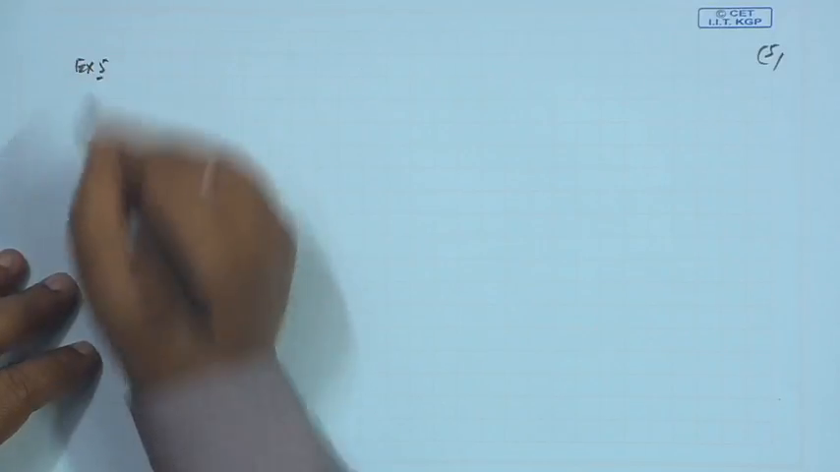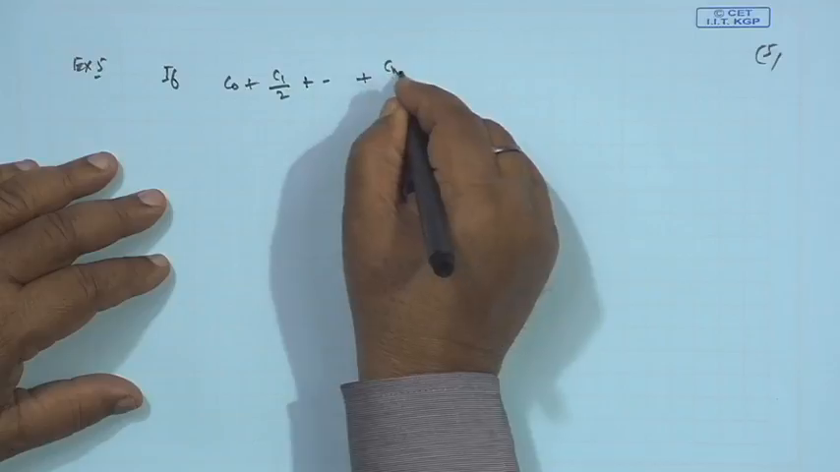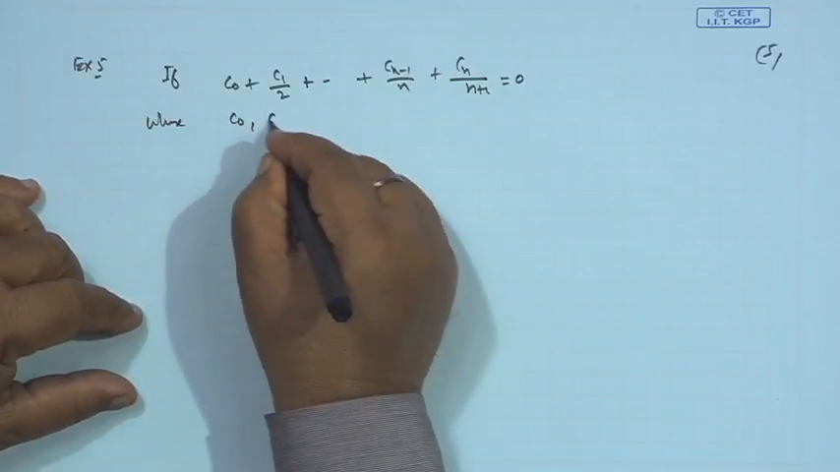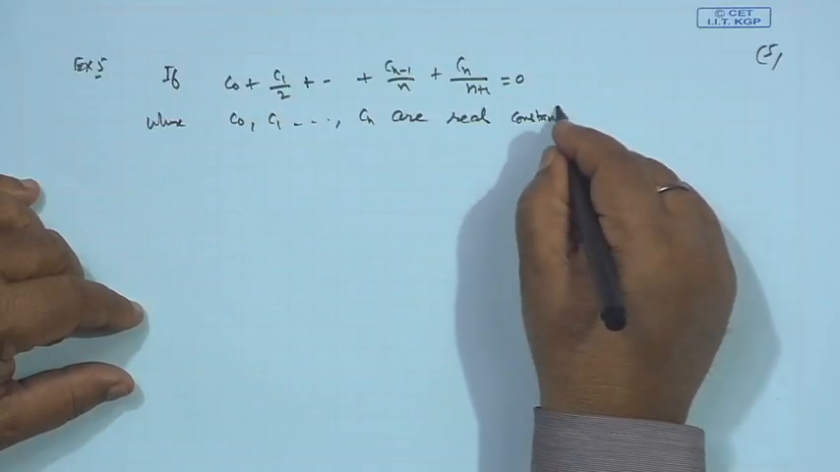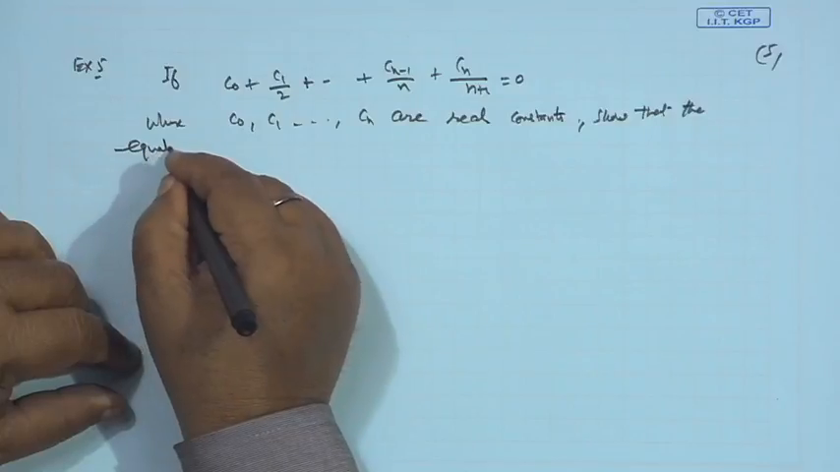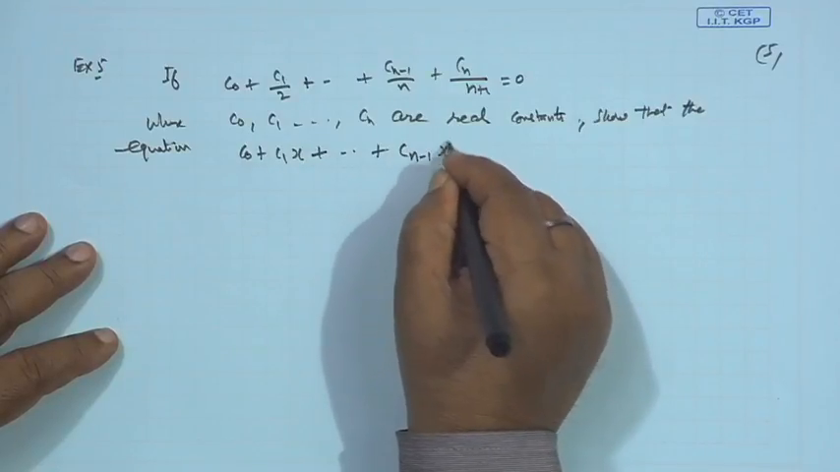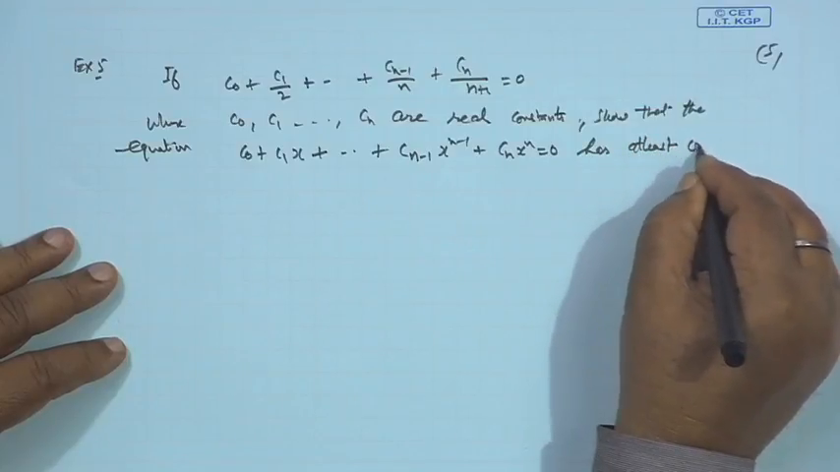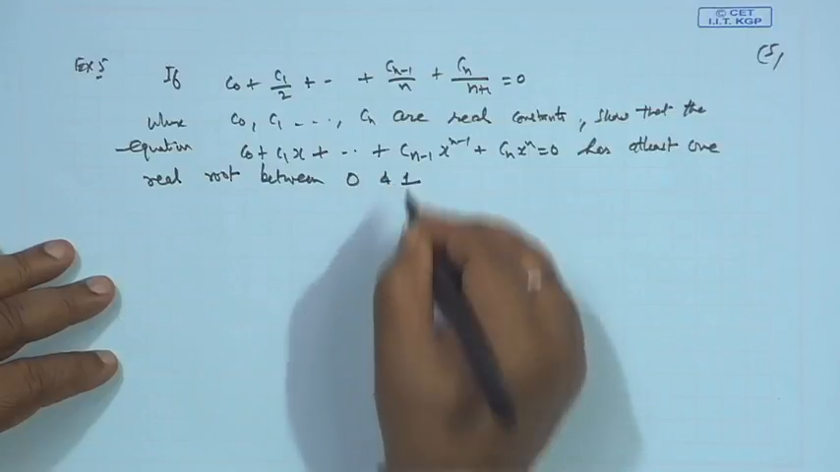Okay. So, this will be another exercise. If c naught plus c 1 by 2 plus up to c n minus 1 by n plus c n over n plus 1 is 0, where c naught, c 1, c 2, up to c n are real constants, then prove that the equation c naught plus c 1 x plus c 2 x squared plus up to c n minus 1 x to the n minus 1 plus c n x to the n equals 0 has at least one real root between 0 and 1. Solution.